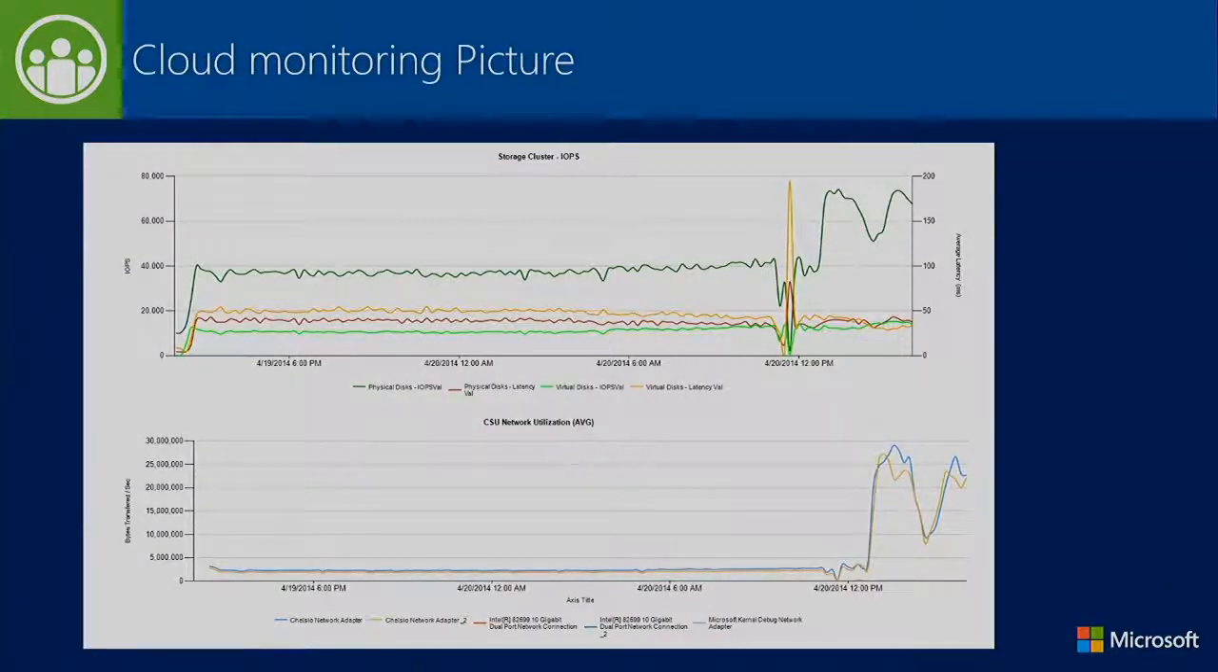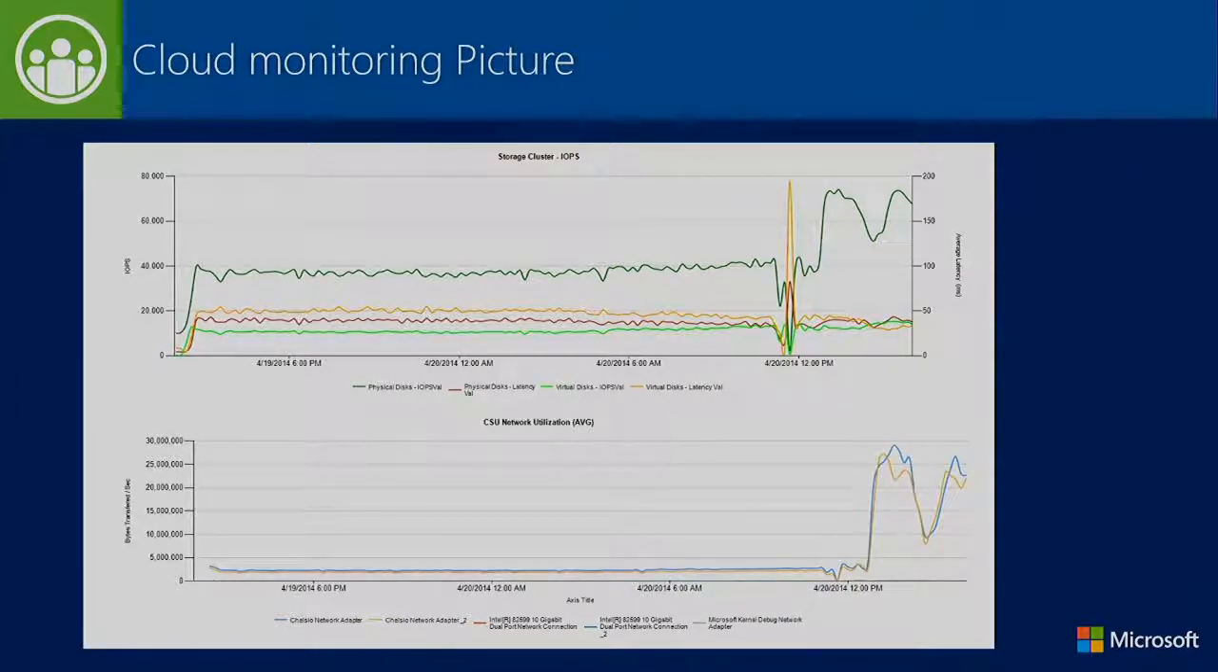So here is a snapshot of the cloud monitoring picture. We have two graphs, one showing storage IOPS, and the second showing the network utilization. The first graph is not giving you data on a particular node, but is capturing data from all the storage nodes you have, combining that data and presenting a unified view so that you can figure out the effective IOP count you're getting from your storage subsystem.